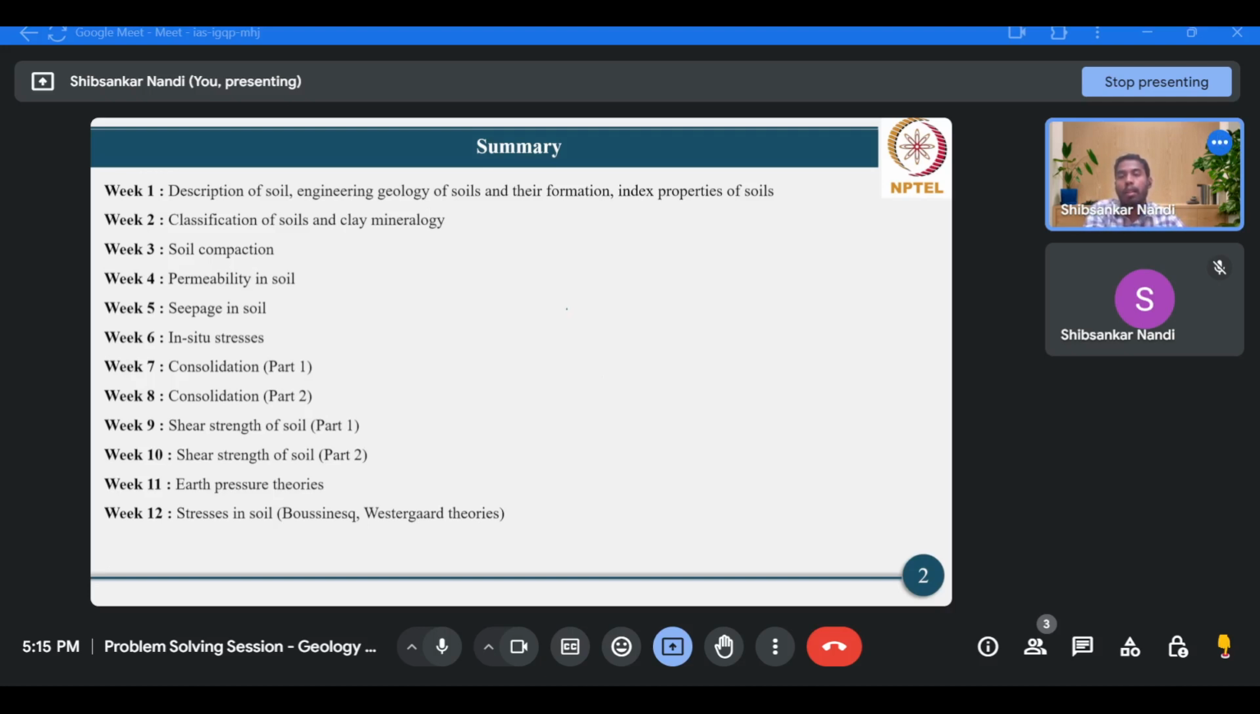And there are different tests by which we can determine the hydraulic conductivity of a soil. For example, there are the constant head permeability test and the falling head permeability test. These are the laboratory tests mostly used to determine the hydraulic conductivity of soil. Now, apart from these laboratory tests, there are different field tests also, by which we can determine the permeability, the hydraulic conductivity of a soil.